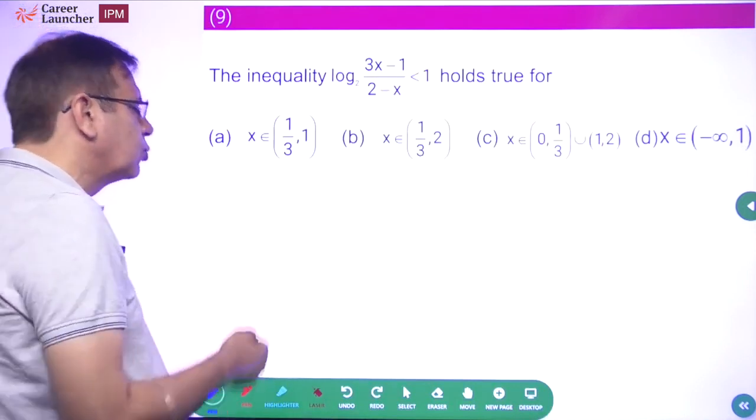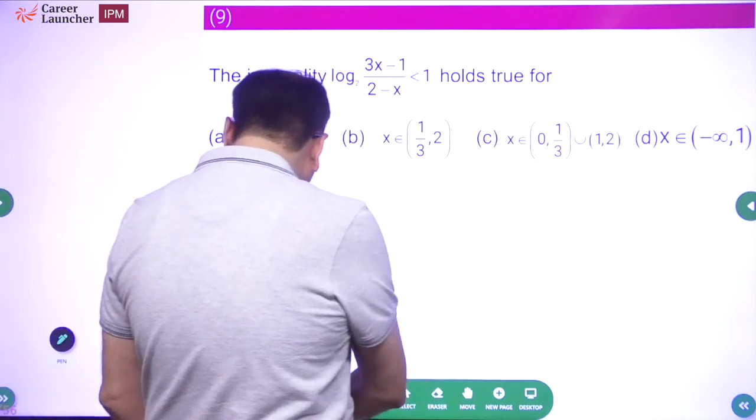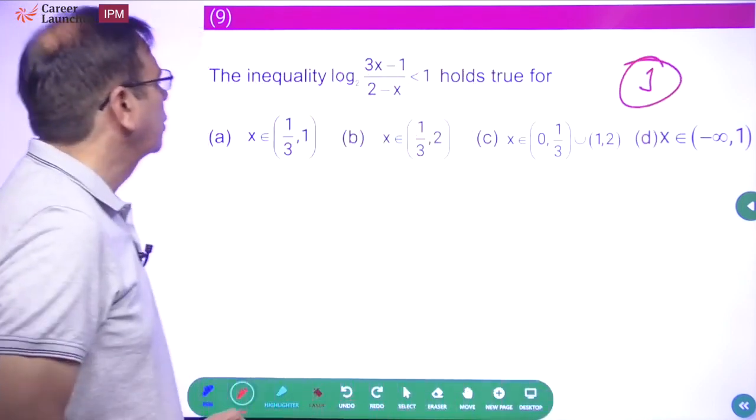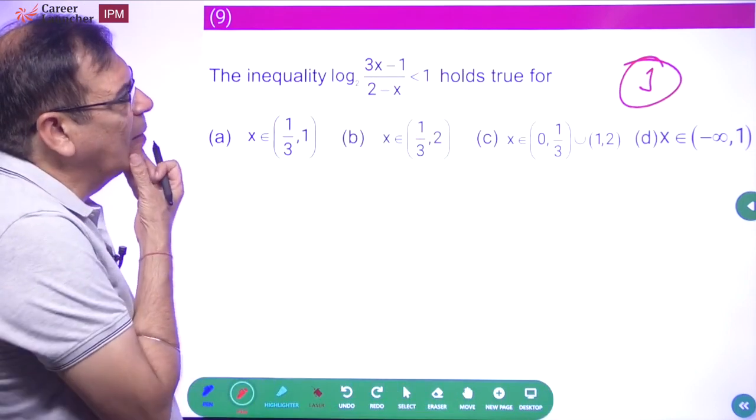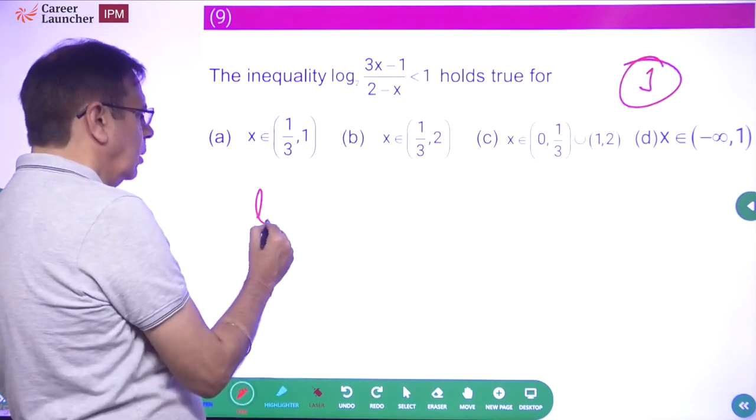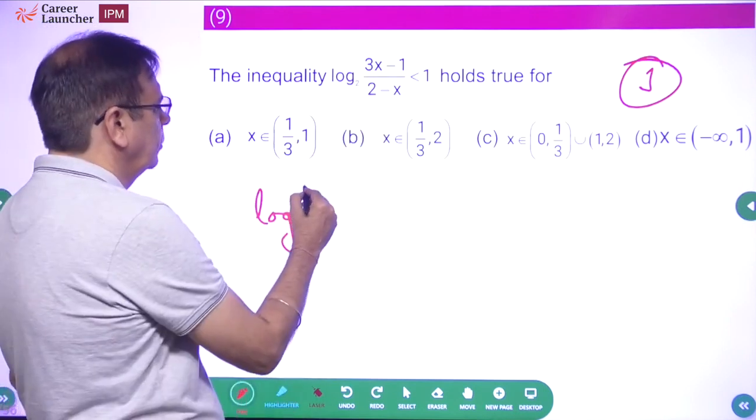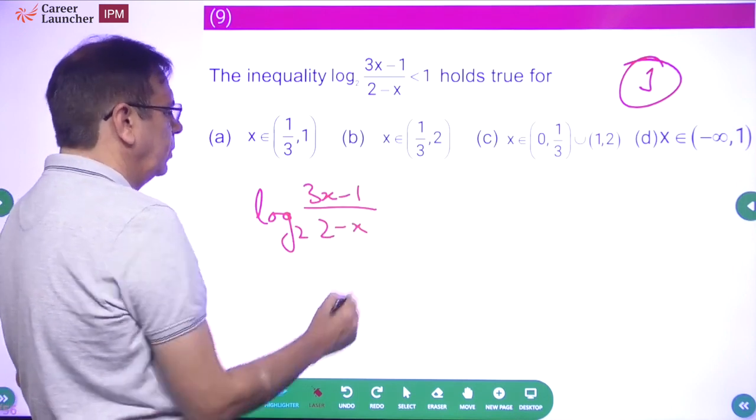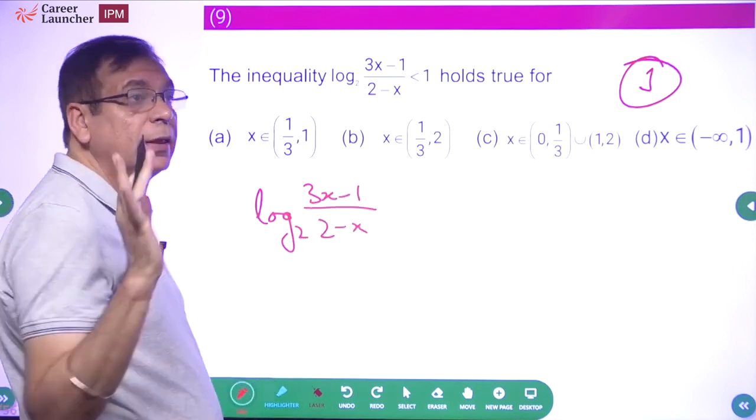This inequality holds true. Inequalities is again a jugaad thing. When we are looking at inequalities, we are looking at substituting choices and eliminating choices. Now look at this number: log base 2 of (3x minus 1) upon (2 minus x). We know this value cannot be 0.